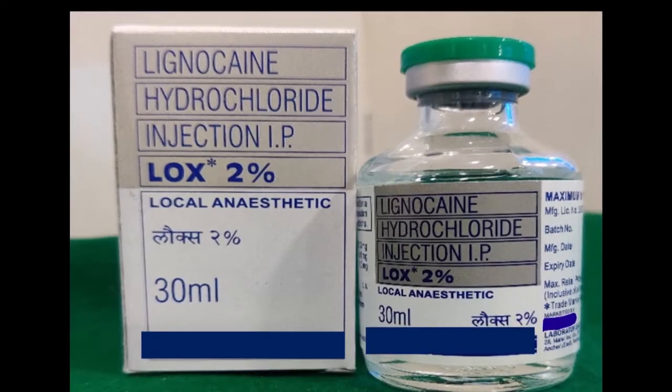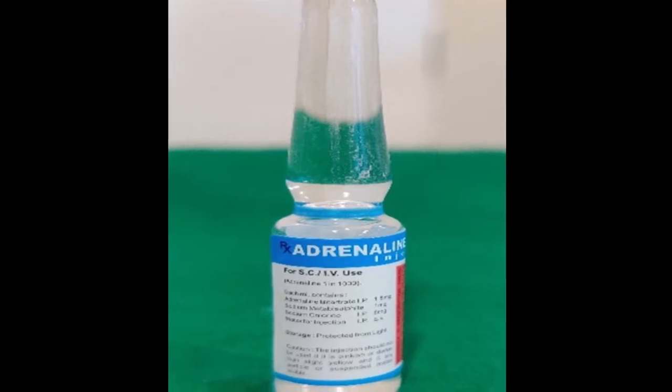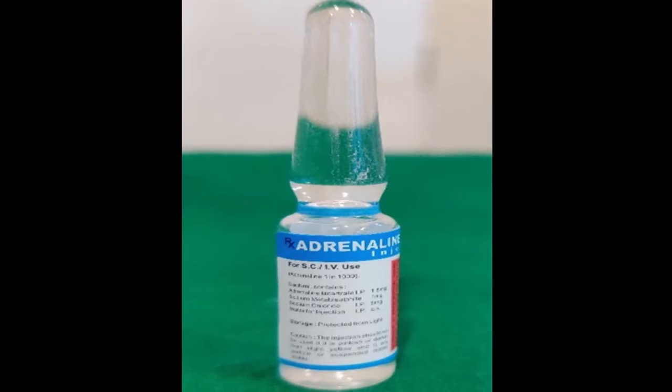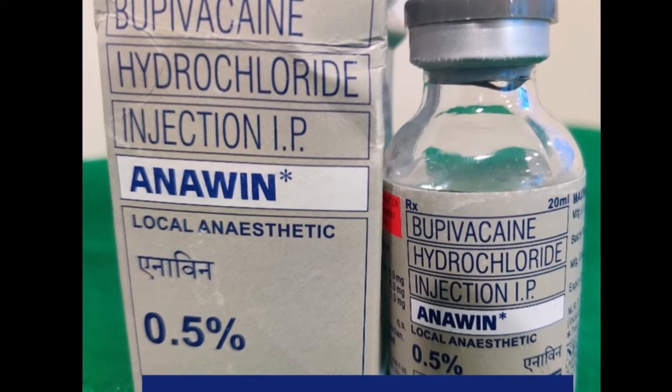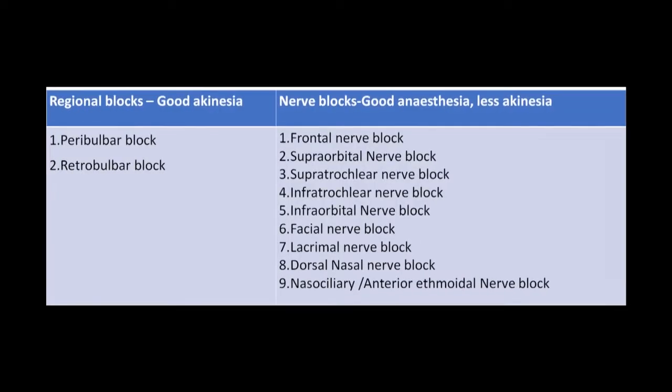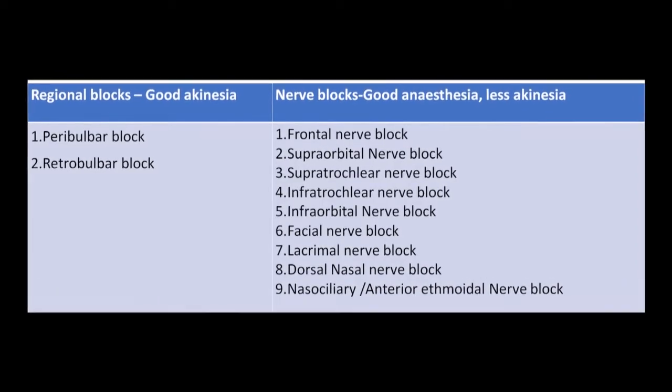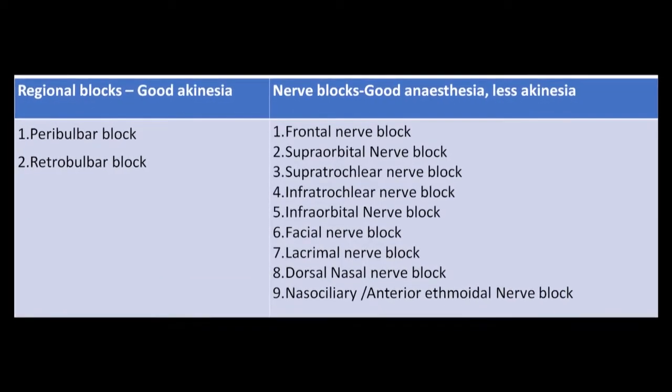The drugs used for local anesthesia are lignocaine 2%, adrenaline in the concentration of 1:1 lakh, bupivacaine 0.5%. The different types of blocks can be divided into regional blocks and nerve blocks. The procedure of giving such blocks is described below.